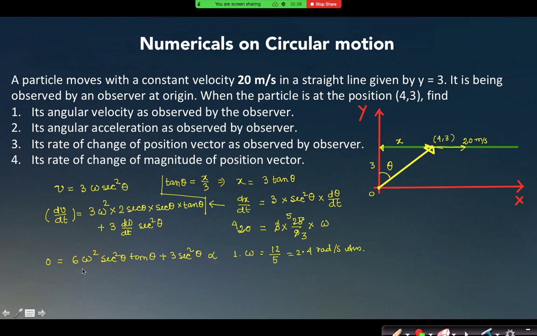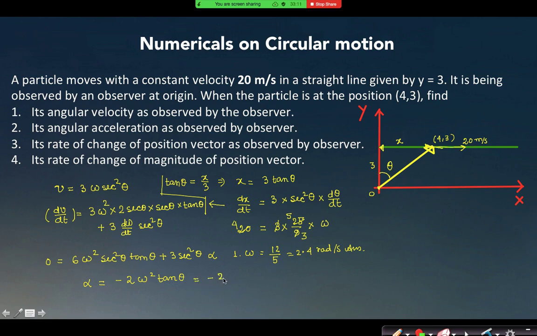Now if you solve it, sec square theta will get cancelled out. So what will you find as alpha? Is it minus 2 omega square tan theta? Yes or no? Minus 2 omega square tan theta. Now I know the value of omega, and I also know the value of tan theta. What is tan theta? 4 by 3, and omega is 12 by 5.